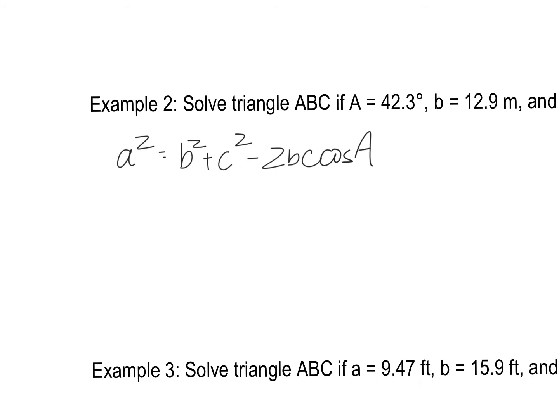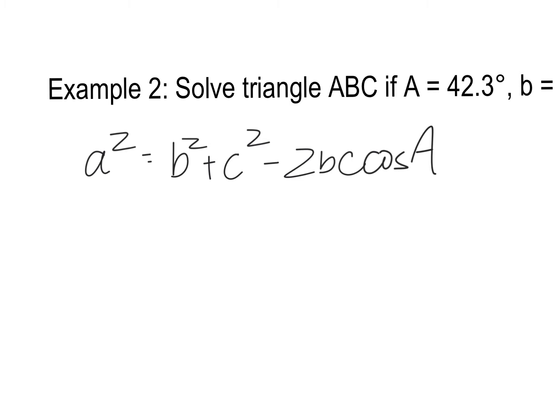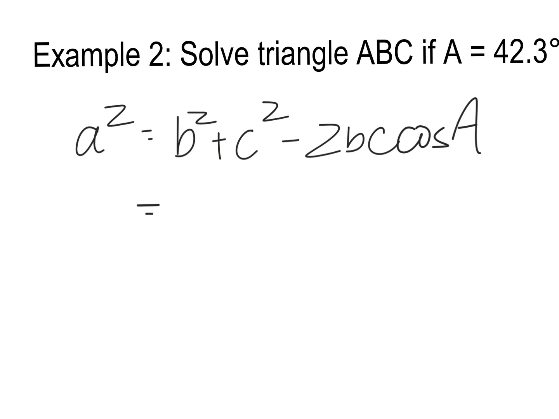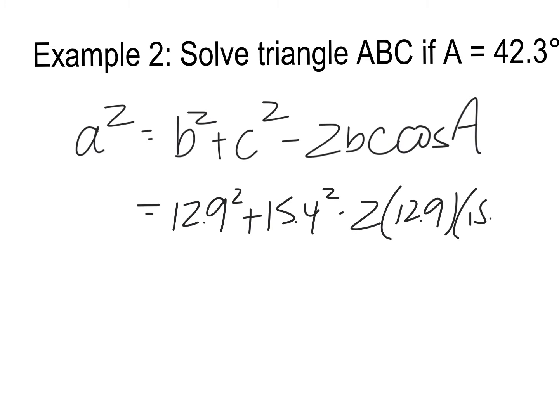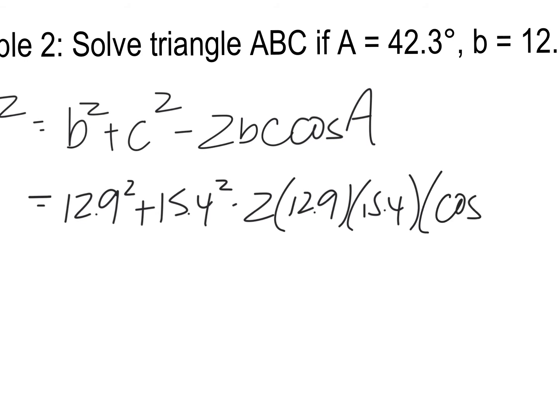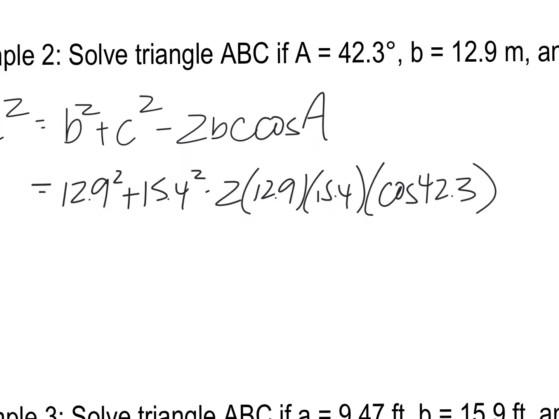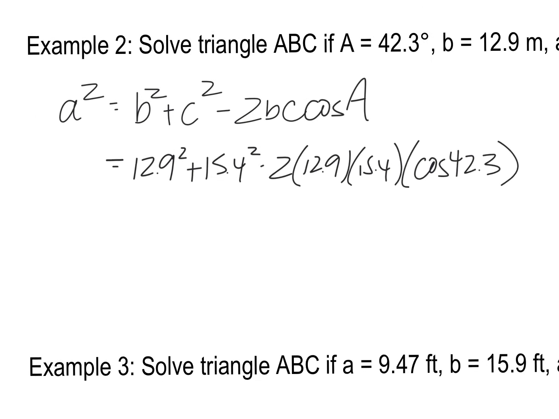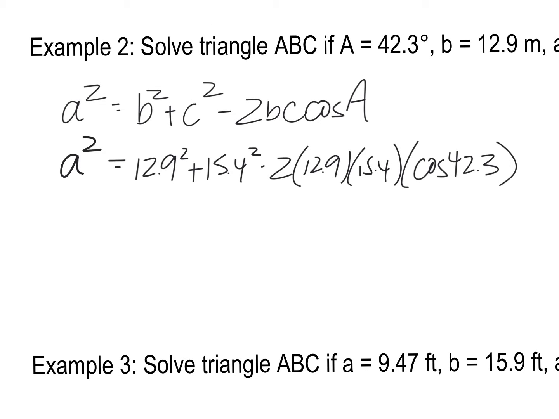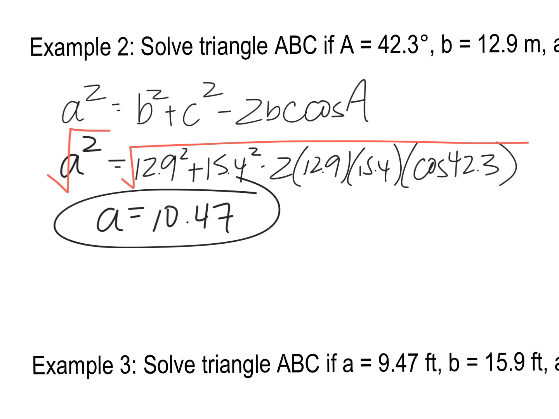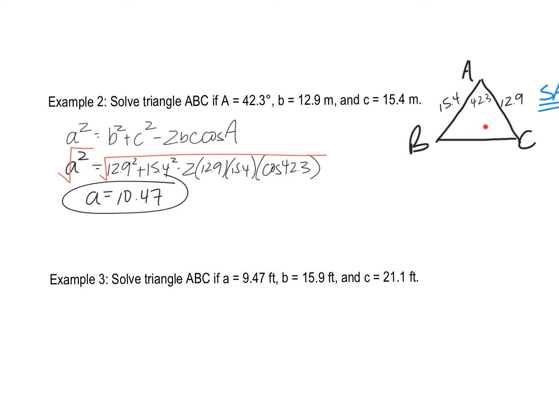I'm going to start by just plugging in all the information that I know. It's a little bit annoying because there are some decimals here. I don't know what A squared is, but B is 12.9, C is 15.4. Don't forget to square those. And then cosine of A is cosine of 42.3. You can type all of that into your calculator at once, and then just make sure you square root your answer at the end, because technically this is A squared. And you get A equals 10.47. So that is the first thing we needed to find, the side length. That tells us this side right here is 10.47.